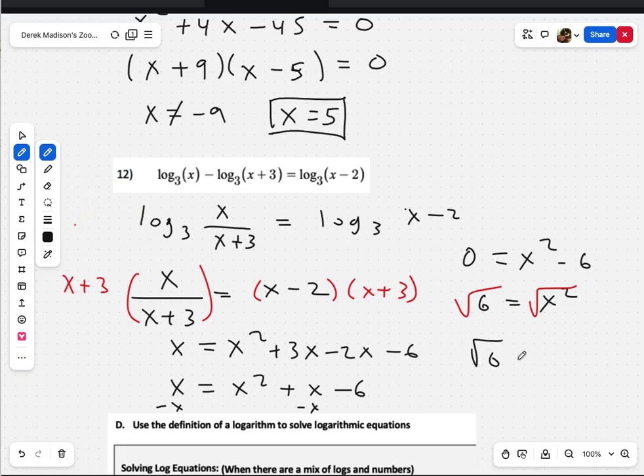So the square root of 6 equals x. Normally when we take a square root, we would have a plus or minus there. But again, because we're looking for the solution to a log equation, the negative root doesn't make sense because it's not in the domain of the function.